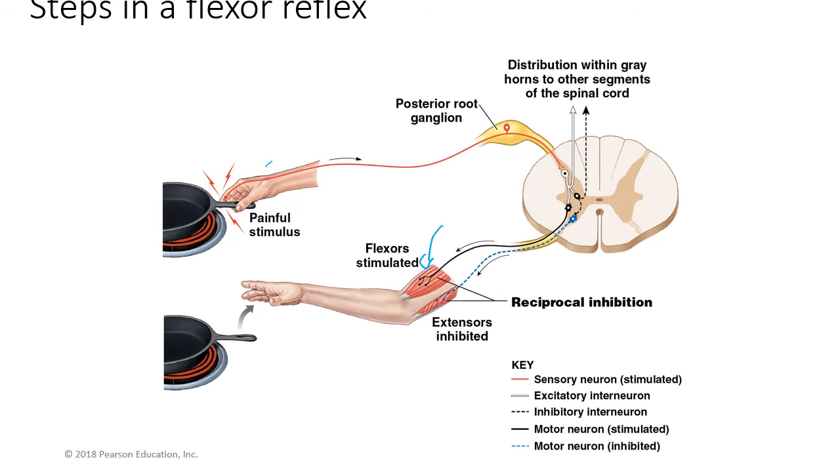That afferent information is going to head back into the cord. And so its cell body, as I mentioned before, sits just outside the cord. And in this case, it's sitting inside the dorsal root ganglion or the posterior root ganglion. That nerve then synapses on our interneuron.